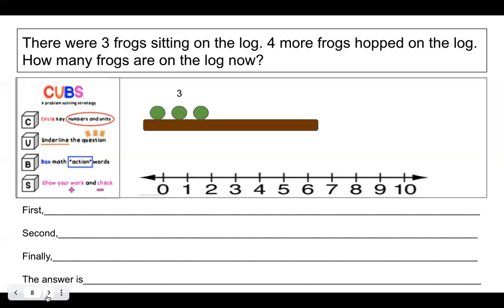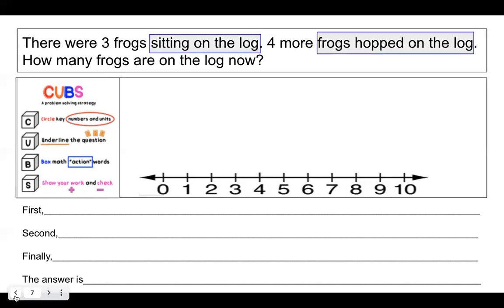Now, what does S stand for? Yes, S stands for show your work. What numbers did we circle? We circled numbers 3 and 4. What do these numbers represent? Yes, they represent the number of frogs. Now let's reread the question. Remember, the question is underlined in orange. So here it is not underlined, but it would be underlined in orange. How many frogs are on the log now? We need to find out how many frogs are on the log.